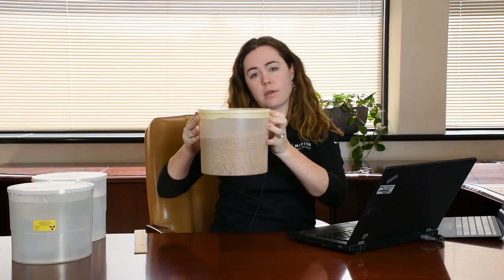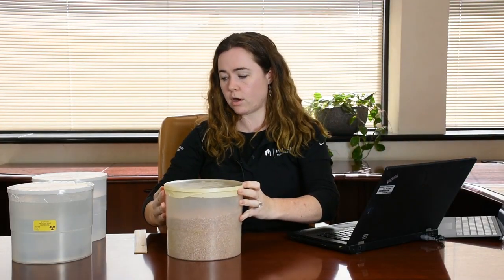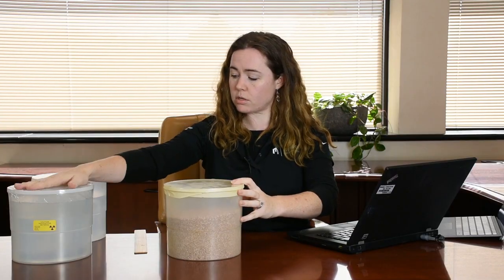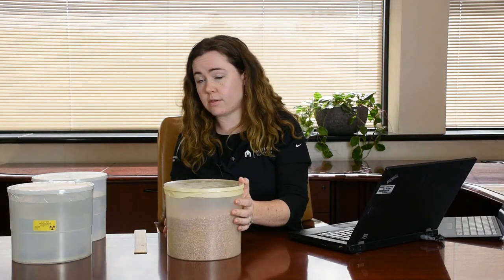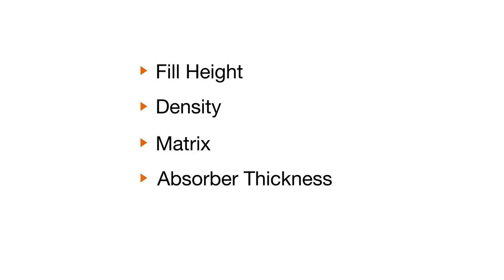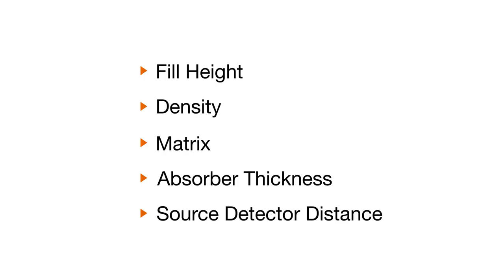Another option there as well is the ability to change to a different matrix type. So for instance, say I received a container like this where I've already set up a calibration standard to use a water or epoxy matrix, to substitute in now a different density or even a different matrix such as a soil sample. I can go ahead and use the same options that we've shown before. Remember, those are my fill height, my density, my matrix, my absorber thickness, and my source detector distance. And so these can be used together or in combination or on their own.